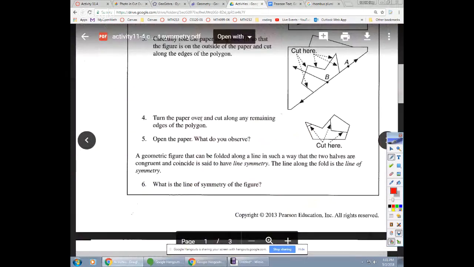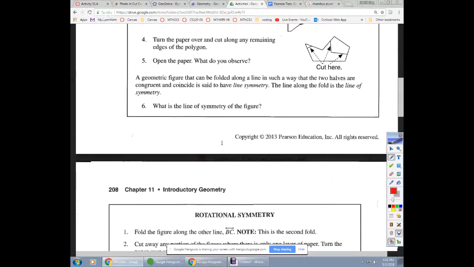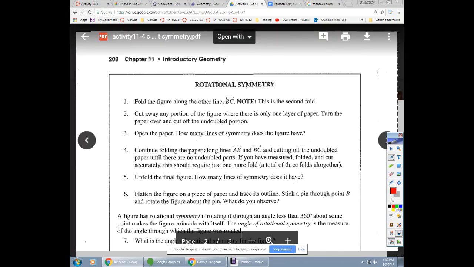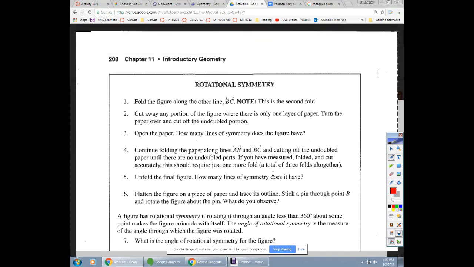All right, so first time we got our one line of symmetry. And we fold along BC, cut away anywhere there's only one layer of paper, turn it over, cut off any other one-layered sections, open the paper, how many lines of symmetry, continue folding over AB and BC, cutting off undoubled parts. This should require one more fold. That's what I thought. Huh, what did I do wrong?